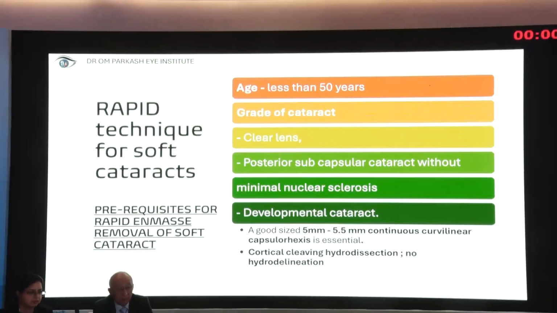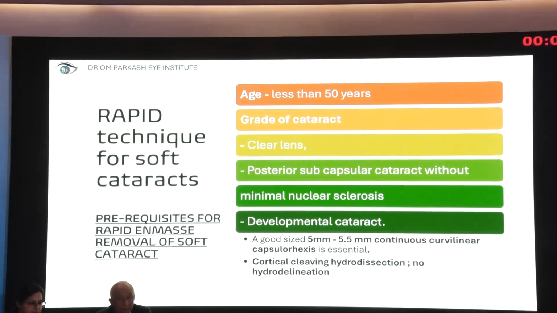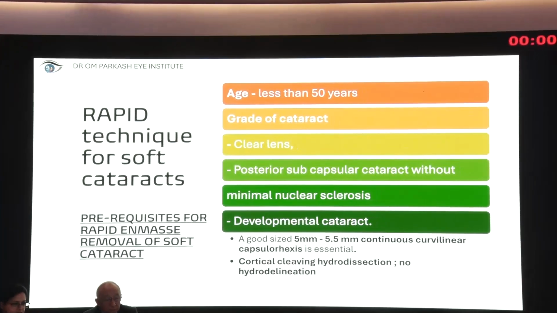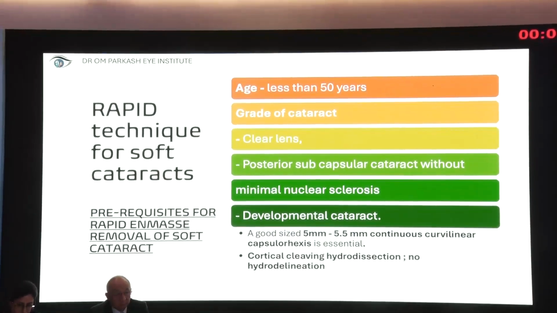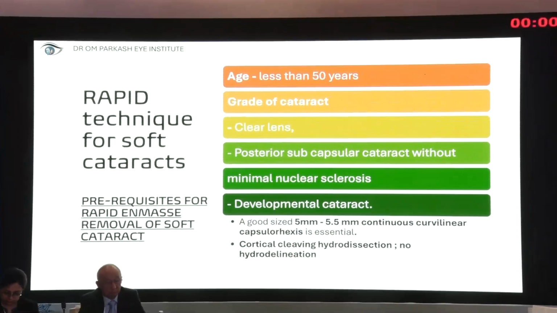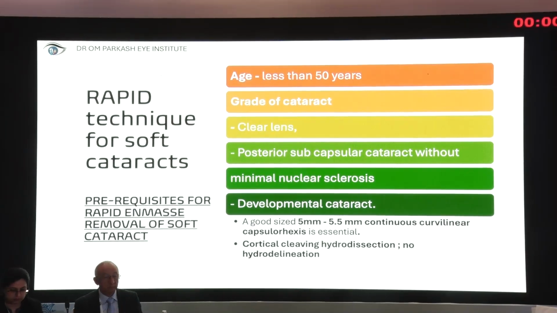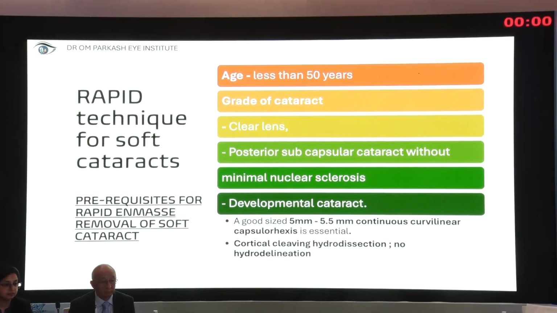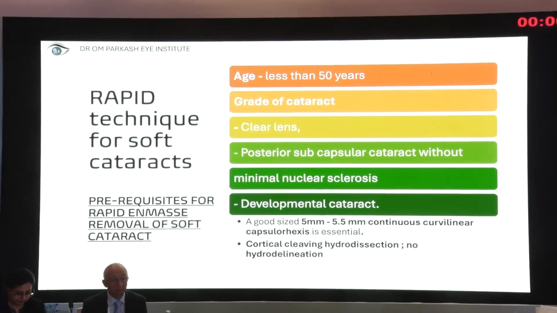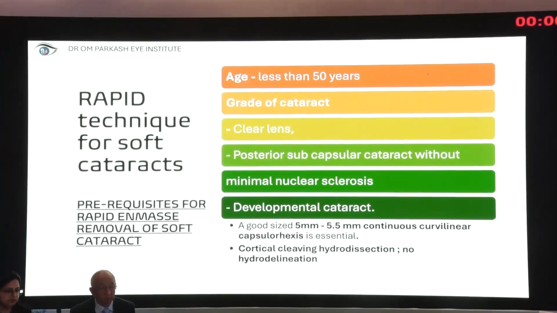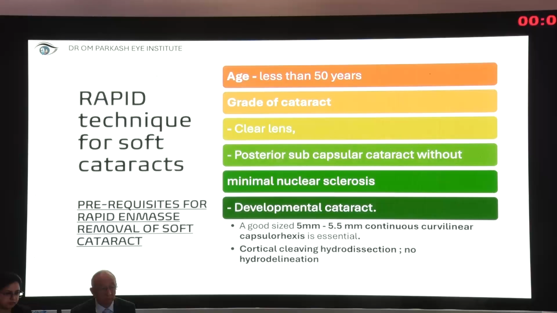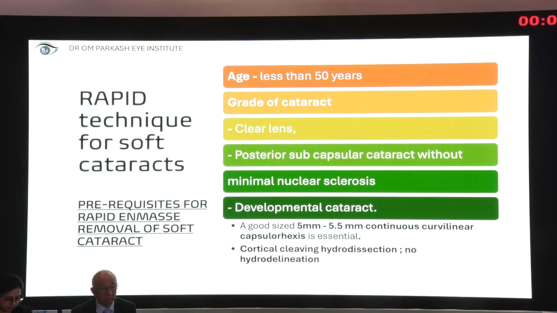So the prerequisites for rapid en masse removal of soft cataract is that the age should be less than 50 years. The grade of cataract should be either a clear lens, a mild PSC with minimal nuclear sclerosis, or a developmental cataract. A good size 5 millimeter, 5.5 millimeter CCC is essential. And cortical cleaving hydrodissection is important. We don't do any hydrodelineation in this case. So what is this technique about?